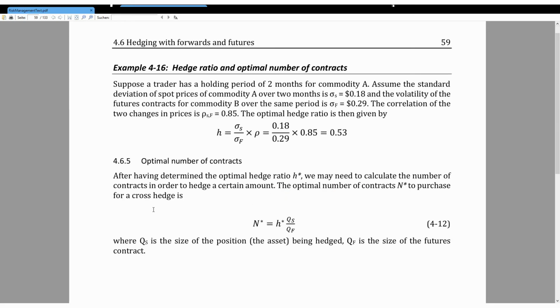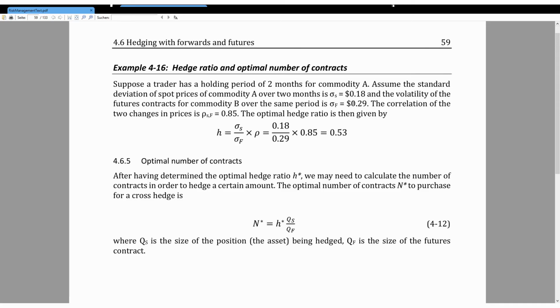Let's look at an example. A trader has a holding period of 2 months for commodity A. The standard deviation of spot prices of commodity A over 2 months is calculated at 18 cents. The standard deviation of the spot price changes actually is 18 cents on average. And the volatility of the futures contracts, which would be for commodity B since we have a cross hedge, is 29. Which also means, by looking at it, you could already say the futures price is obviously a little wilder, going up and down more than the asset price of commodity A.